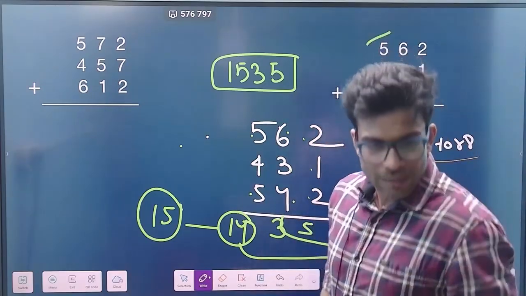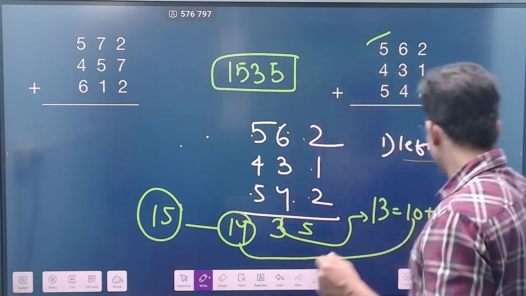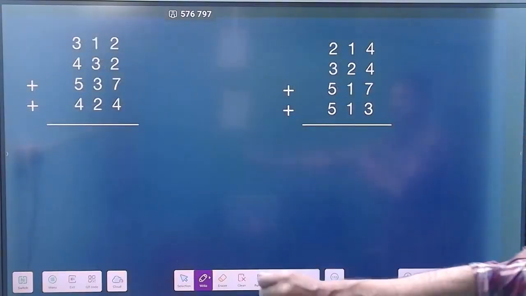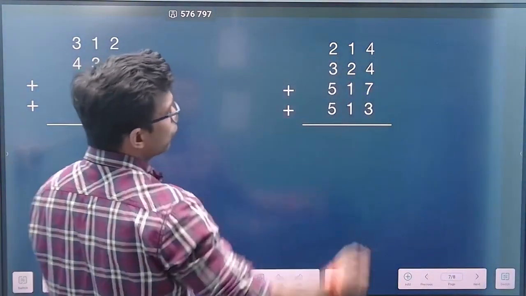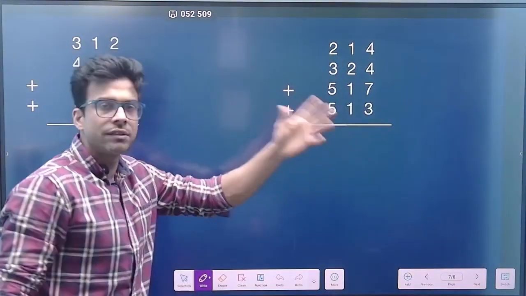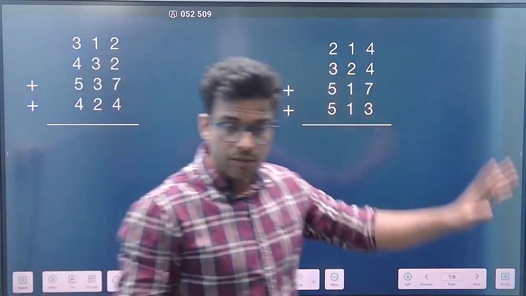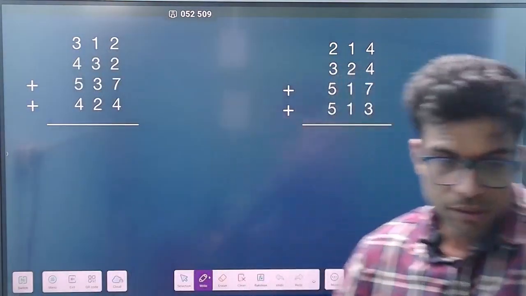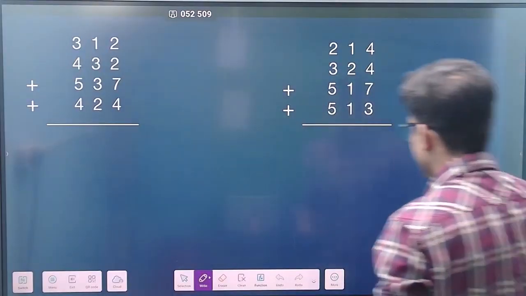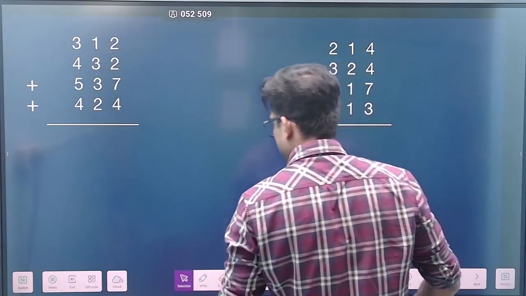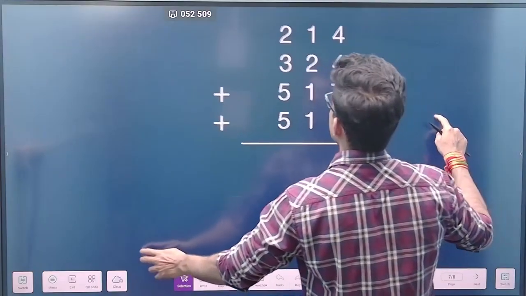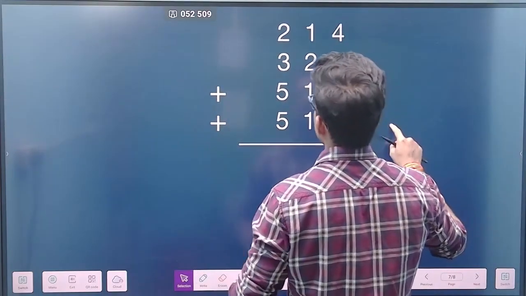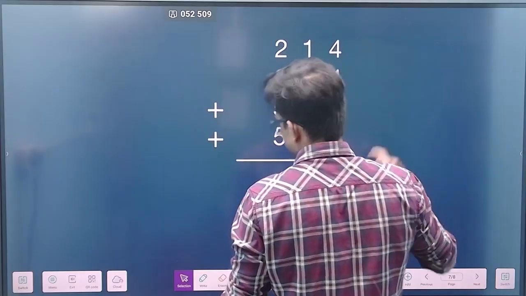Let's take some more examples so that it would be clear to you. See, these are bigger numbers now: 214, 324, 517, 513. These are basically bigger numbers, right? What we need to do, what does the rule say? Let me enlarge this so that you have an idea. I hope this is now visible to you.